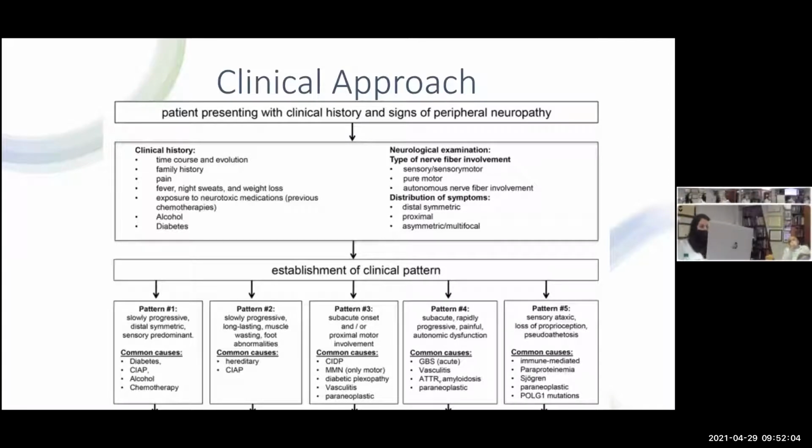like that. And then, of course, diabetes. And the patients may not know they have diabetes. They may not yet have been diagnosed with diabetes. So it's important to make sure to ask those questions when you're taking the history.